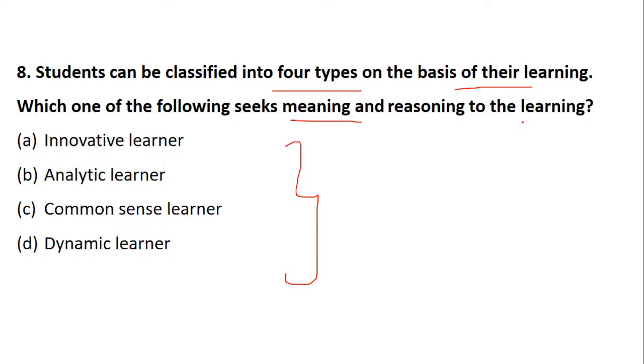Question number 8 everyone, 7 is over, no? So we are on 8. Do you want me to read the question once again? Students can be classified into the 4 types based on the learning. So it can be on the basis of reasoning and meaning. So on what basis will it be? What will the learner be called?